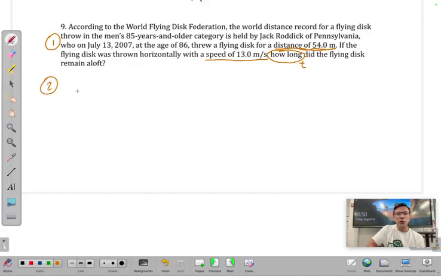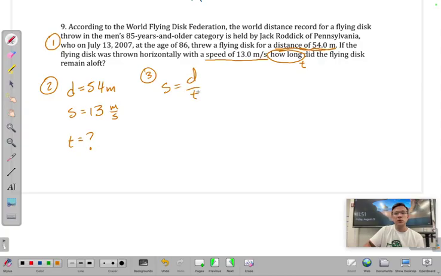Okay, second point here, let's go ahead and write down what we know. It said distance was equal to 54 meters. It said that speed was equal to 13 meters per second, and then we are solving for time. Once again, we'll go ahead and we'll put this equation in. Speed is equal to distance over time. This time we can go ahead and rearrange the equation up front.